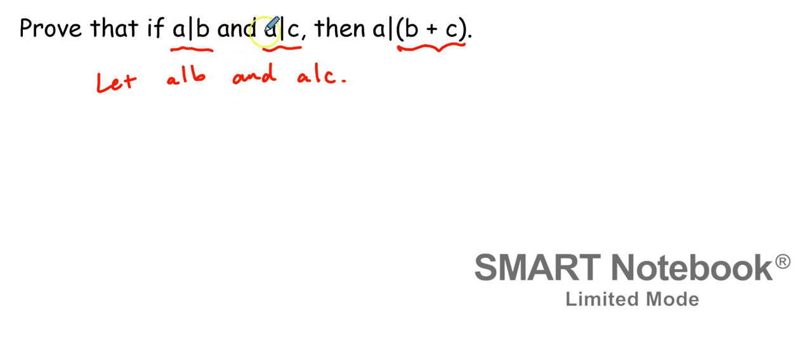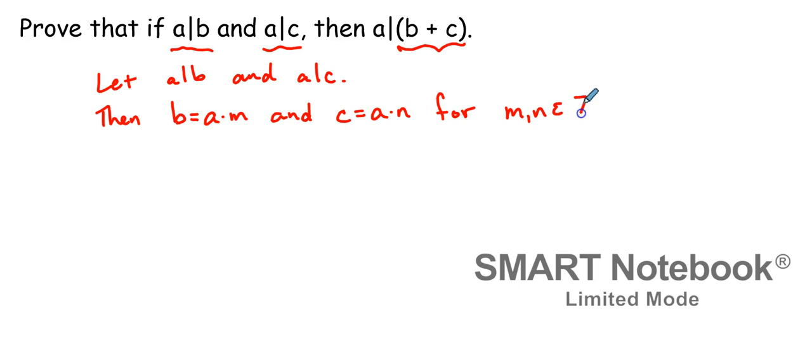So we've let the first part happen. We want to show that the second part happened. And what does it mean that A divides B? Well, all it means is that B is some multiple of A. So B equals A times M. And that's for this one here. And for A dividing C, that means that C can be written as a multiple of A as well. We want to define what these letters are. And those are just integers.